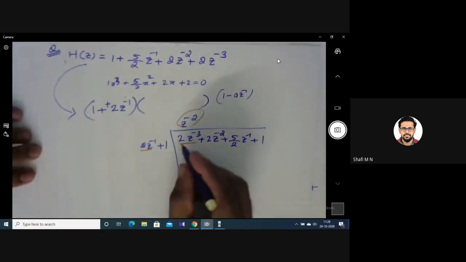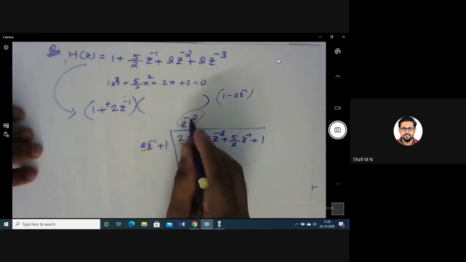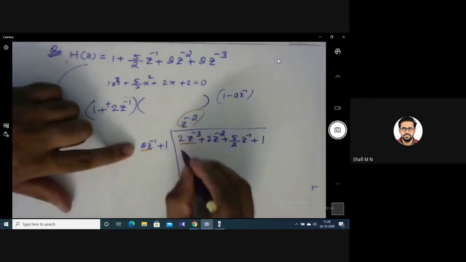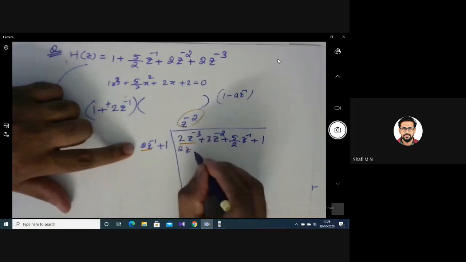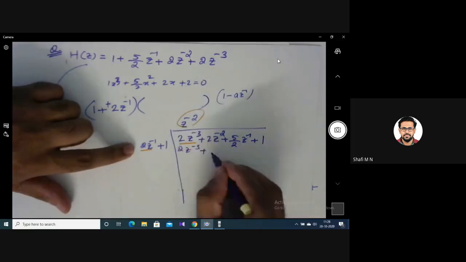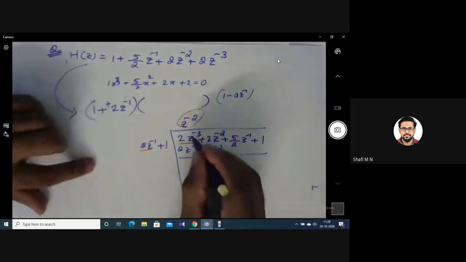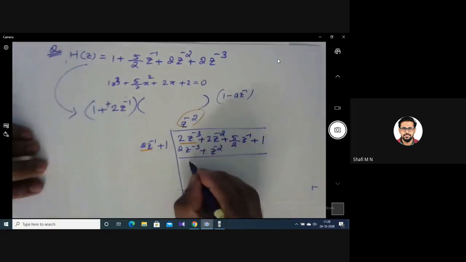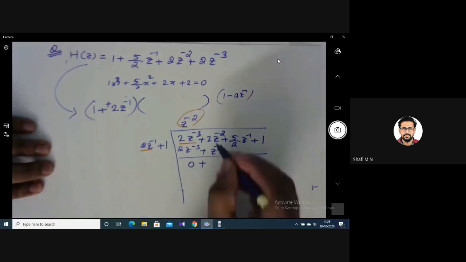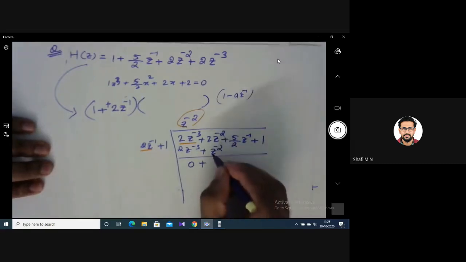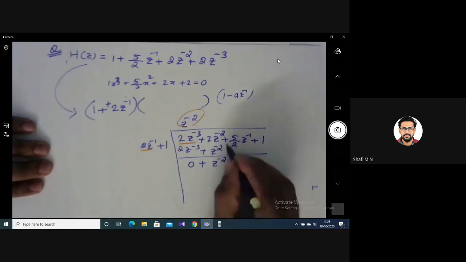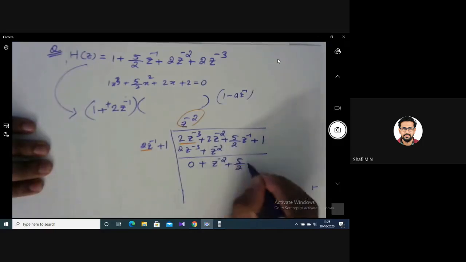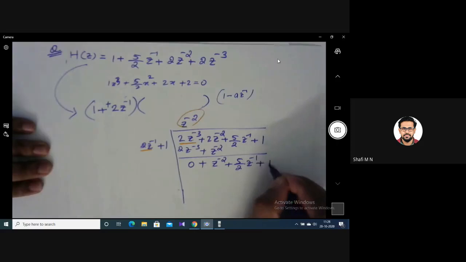Okay, so you perform the division, you will get z raised to -2. Multiply this and write each term: 2 z raised to -3 plus 1 into z raised to -2. So this minus this is 0, right? Plus 2 z raised to -2 minus 1. 2 minus 1 is 1. So 1 z raised to -2 plus 5/2 z raised to -1 plus 1.